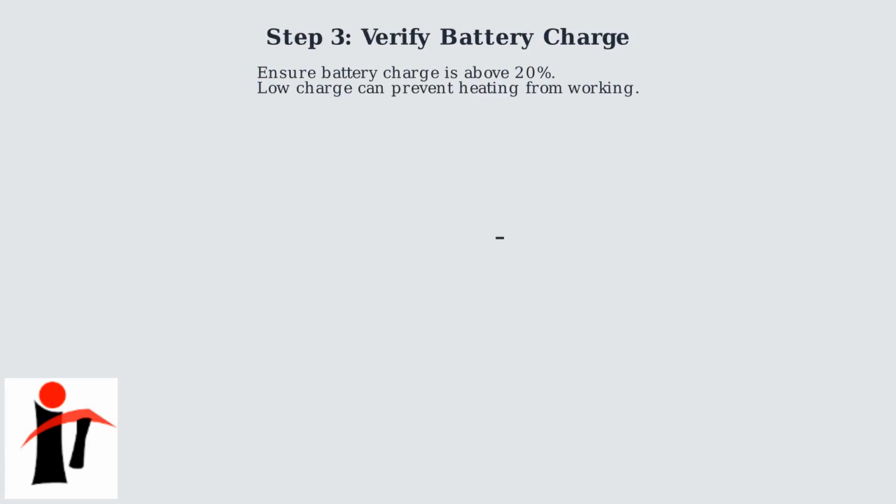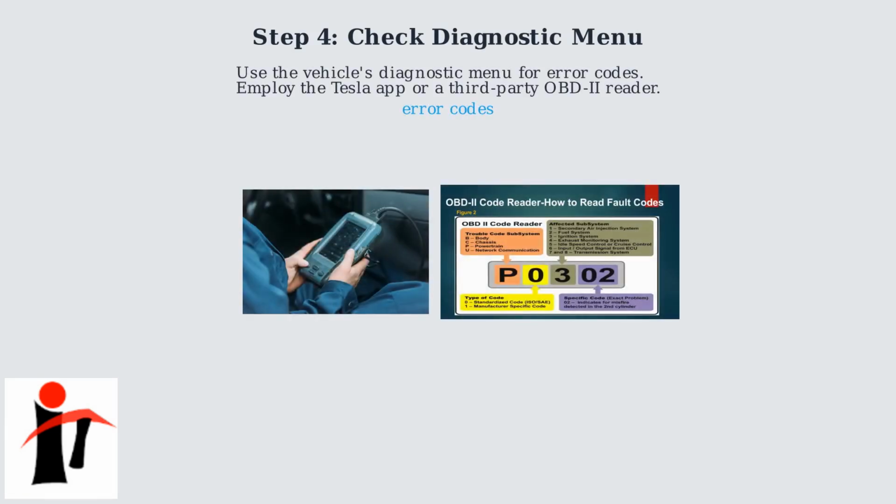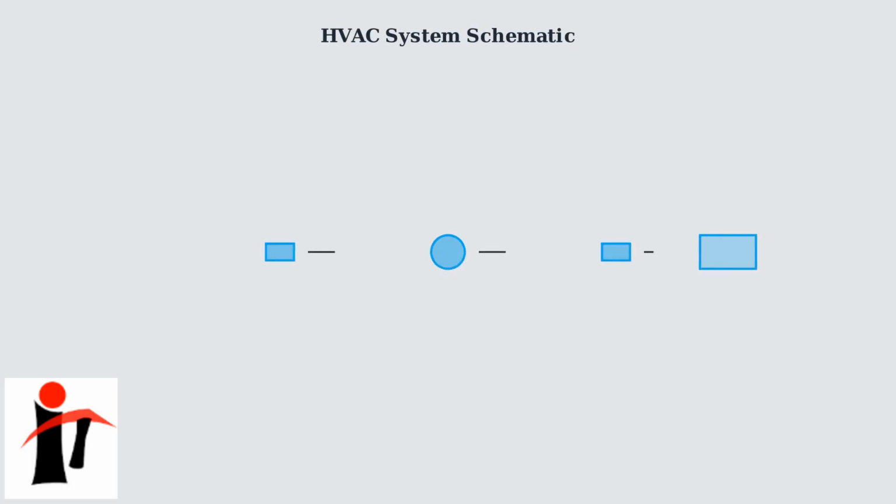Also, verify the battery charge is above 20%. Low charge can prevent the heating system from functioning properly. Check the vehicle's diagnostic menu for error codes using either the Tesla app or a third-party OBD2 reader. Error codes can provide valuable clues about the specific problem. These initial steps address common software and basic issues before diving deeper into the HVAC components.